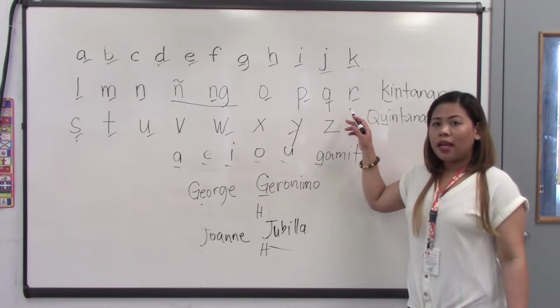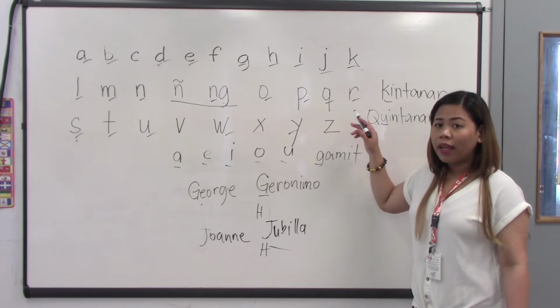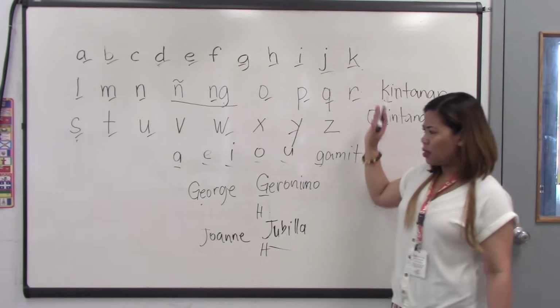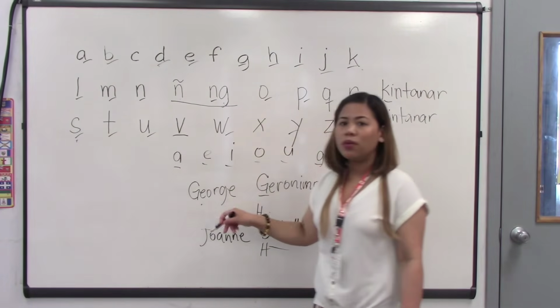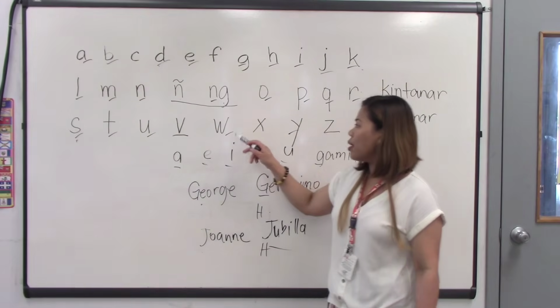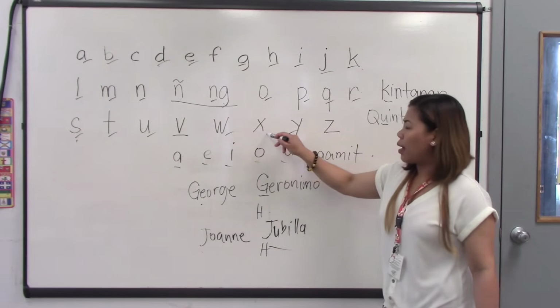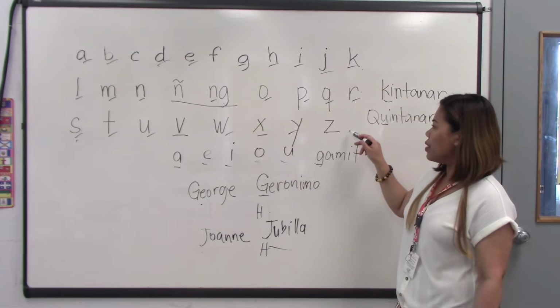So R is the same. We don't roll our R like in Spanish. So it's just the regular R. S, T are the same. V is only used for borrowed words, English words. We have X as well for foreign words, and Z.